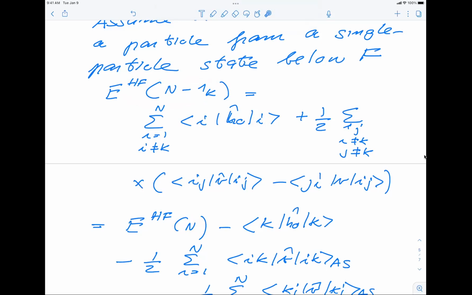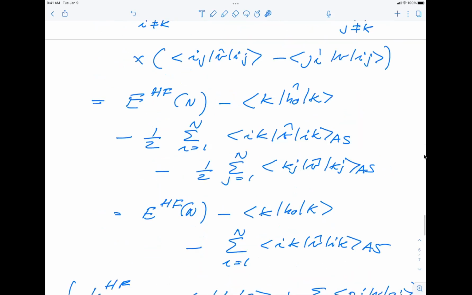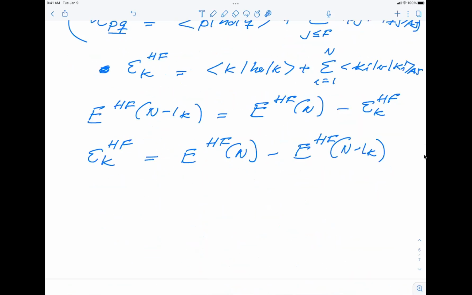What I'm saying is that the single particle field doesn't change from n to n-1. Because otherwise I would have had a tilde here, a tilde, and a tilde, and then I couldn't make these kinds of calculations. So this can be useful in many cases, because if you assume that, then you can make a physical interpretation of the Hartree-Fock energy as the energy required to remove a single particle state from below the Fermi level.